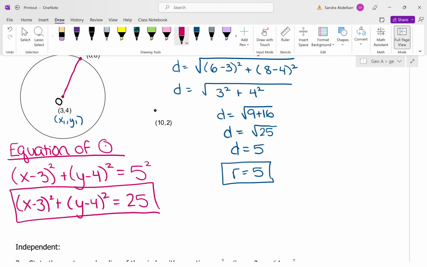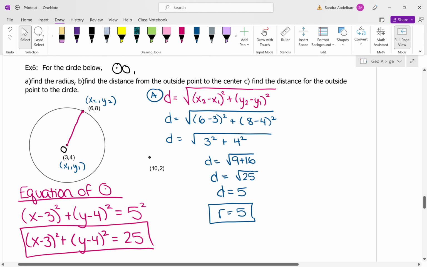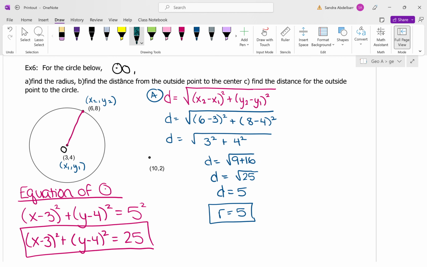All right, so we did part A. We sidetracked a little bit. And now let's go on to part B. For part B, we're asked to find the distance from the outside point to the center. So what they want us to do is this point 10, 2. We want to find the distance from 10, 2 to 3, 4, the center point.